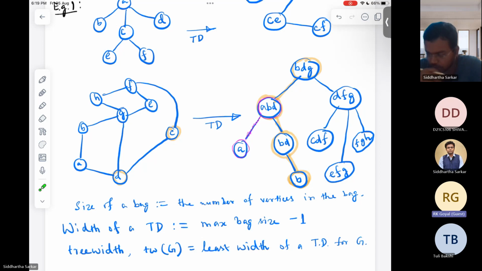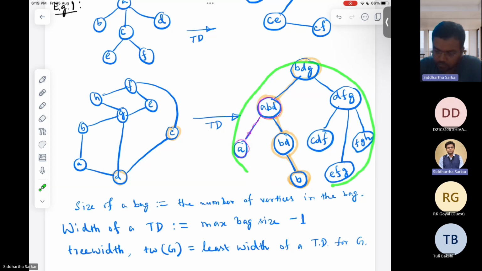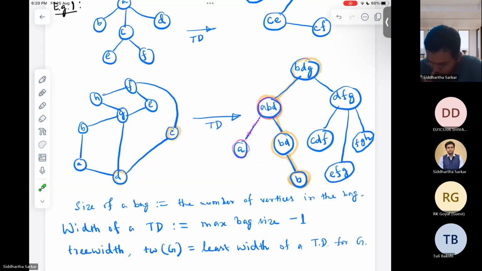And what is the size of a bag here? Do we consider the size of each bag individually? Yes. For this bag there is a size, for this bag there is another size, for this bag there is another size. But for the entire tree decomposition, the bag with the maximum number of elements, minus 1, is the tree width of the entire decomposition. Yes, that is the definition. Okay, so now we have an idea of what kind of tree widths we are looking for.